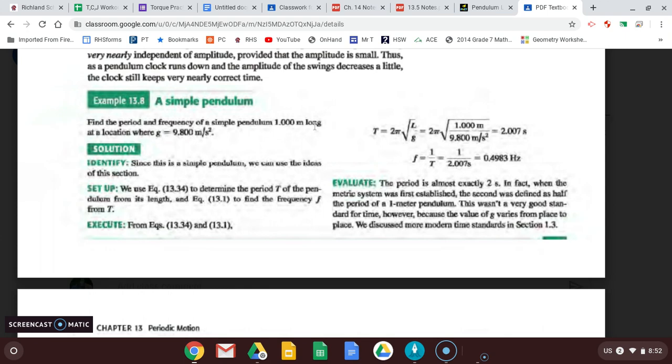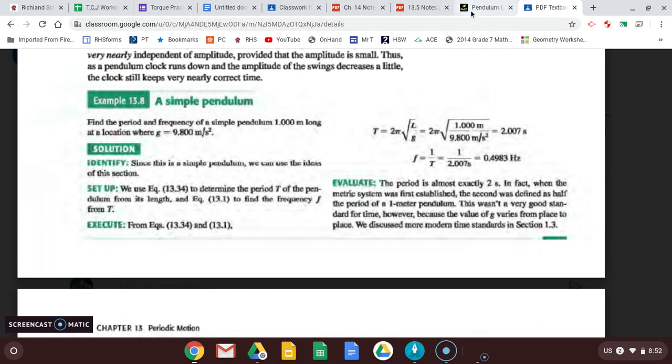A 1 meter long pendulum, that is length L, capital L, and the location we're at is g equals 9.8 meters per second squared. So the period is the first thing it asked me for. The period formula, which we derived in our notes after realizing what the simple pendulum constant was and plugging it in for omega, yielded a formula for the time period, T equals 2 pi times the square root of L over g. So we literally just plug in those givens, run the numbers, and we get a little bit over 2 seconds.